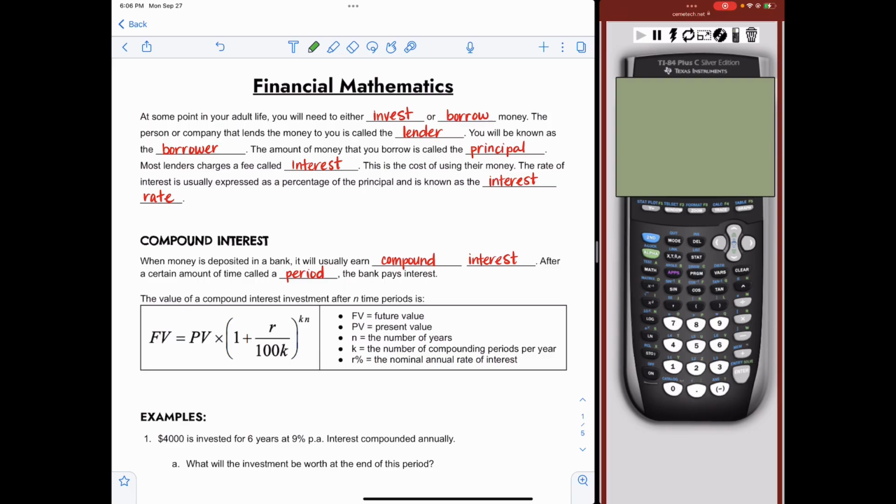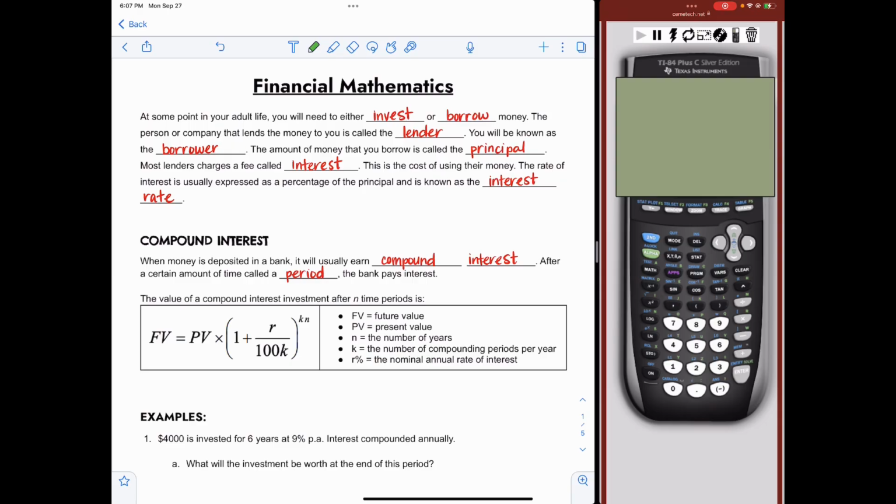The amount of money that you borrow is what we call the principal. And most lenders charge you a fee, which they call interest. This is the cost of using their money. The rate of interest is usually expressed as a percentage of the principal and is known as the interest rate. So let's talk about compound interest.